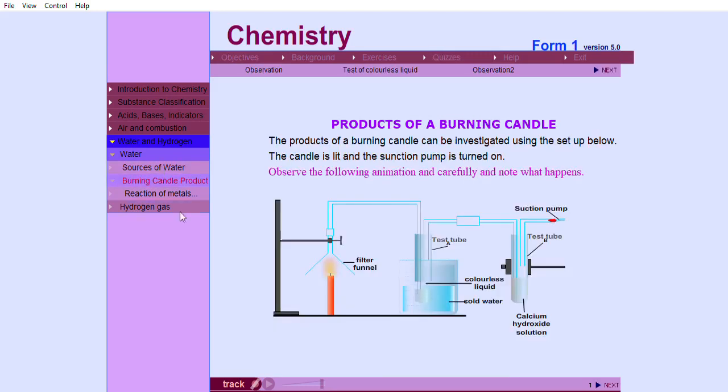The products of a burning candle can be investigated by placing a well-lit candle on a stand and connecting it to a delivery tube. The delivery tube is dipped into a boiling tube, which is placed in ice-cold water. Another delivery tube is placed in a boiling tube containing lime water.